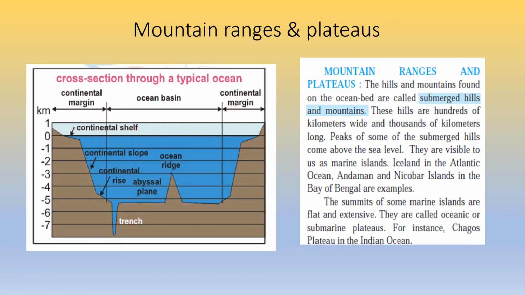Islands in the Atlantic Ocean, and the Andaman and Nicobar Islands, are some of these islands. Summits of the marine islands are flat and extensive, and they are called oceanic or submarine plateaus, for instance the Chagos Plateau in the Indian Ocean. There is a sudden rise. Can you see in the diagram? There is a rise where a ridge has developed. A ridge is an elongated shape of land which has a substantially greater height, and the peaks of these submerged hills are called different types of islands.